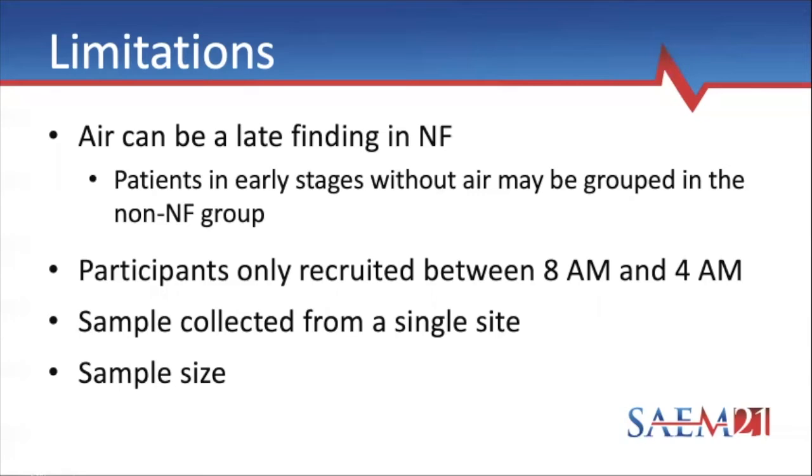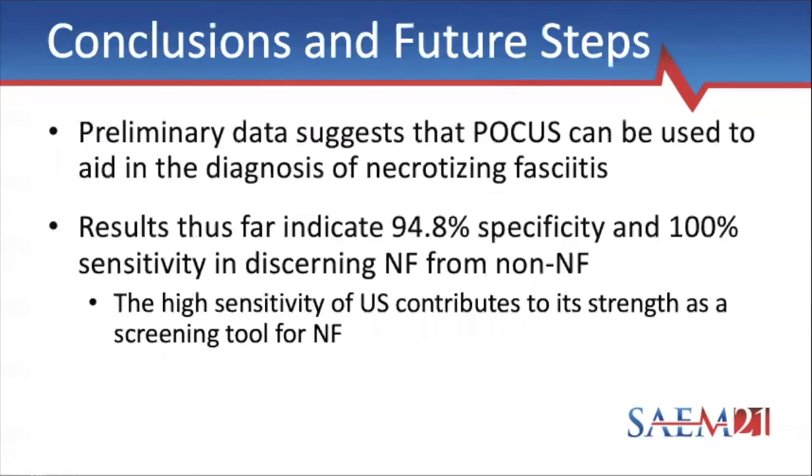So for our conclusions, the preliminary data suggests that point of care ultrasound can be used to aid in the diagnosis of necrotizing fasciitis. The results thus far indicate a 94.8% specificity and 100% sensitivity in discerning necrotizing fasciitis from non necrotizing cases. The high sensitivity of point of care ultrasound contributes to its strength as a screening tool for necrotizing fasciitis.